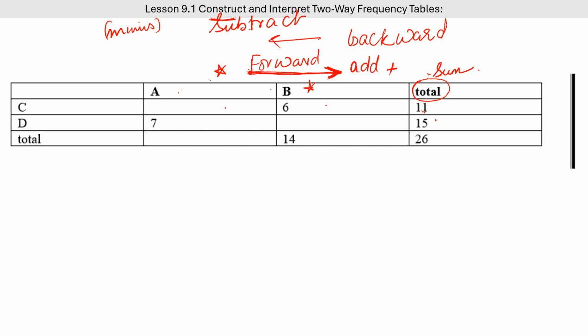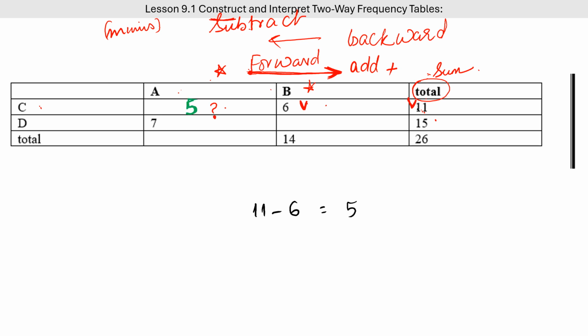Okay, so they want to find out the C value. Look at this. Here the total is given, 11. Here the B value is given, 6, and the empty one is A. So in order to find the A, since the total is given, you will do 11 minus 6. 11 minus 6 is how much? 5. So you write here, over here, this 5.